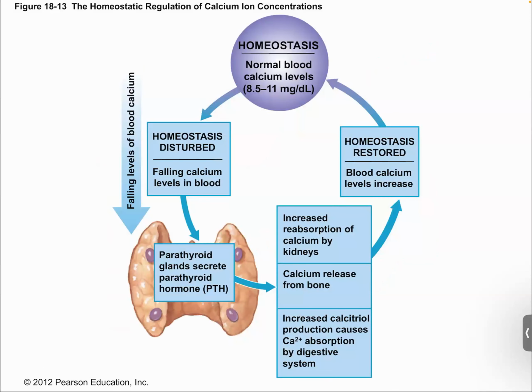Now, if you have a homeostatic deficiency, here you're going to disturb it, and you're going to have low calcium levels. Then what's going to happen is that is going to stimulate the parathyroid production, which is then going to cause the kidneys to hang on to calcium. That's what the reabsorption of calcium by the kidneys is.